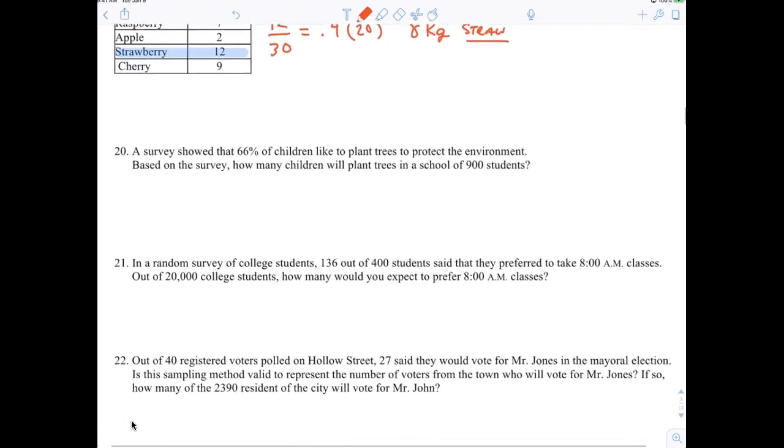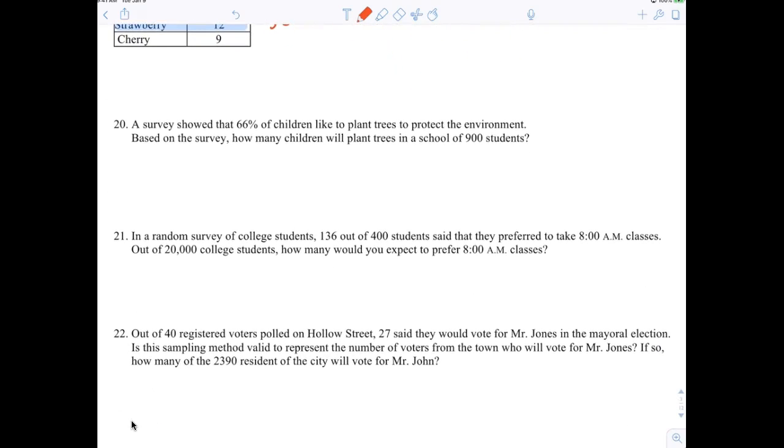All right, let's make sure you understand. Let's look at 20. It says, a survey showed 66% of the children liked to plant trees to protect the environment. Based on the survey, how many children will plant trees in a school of 900? So, Aiden, what do I have to do?